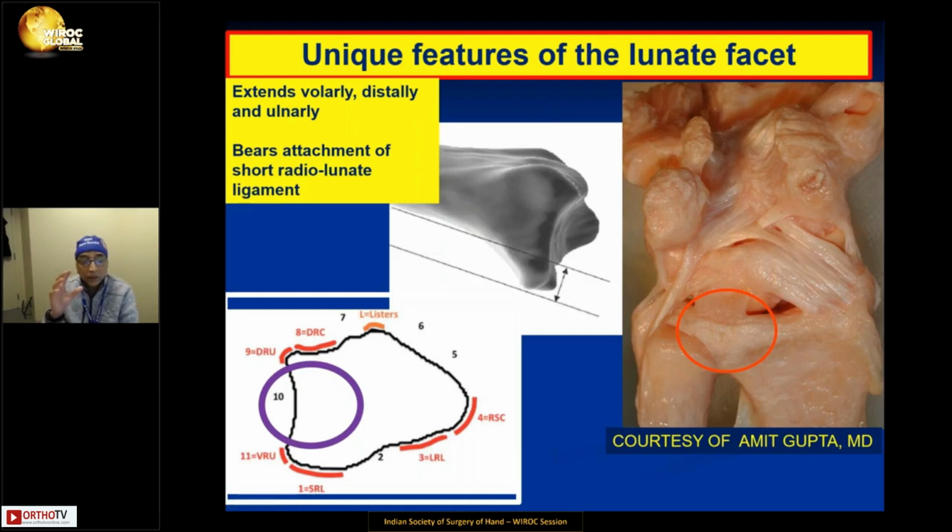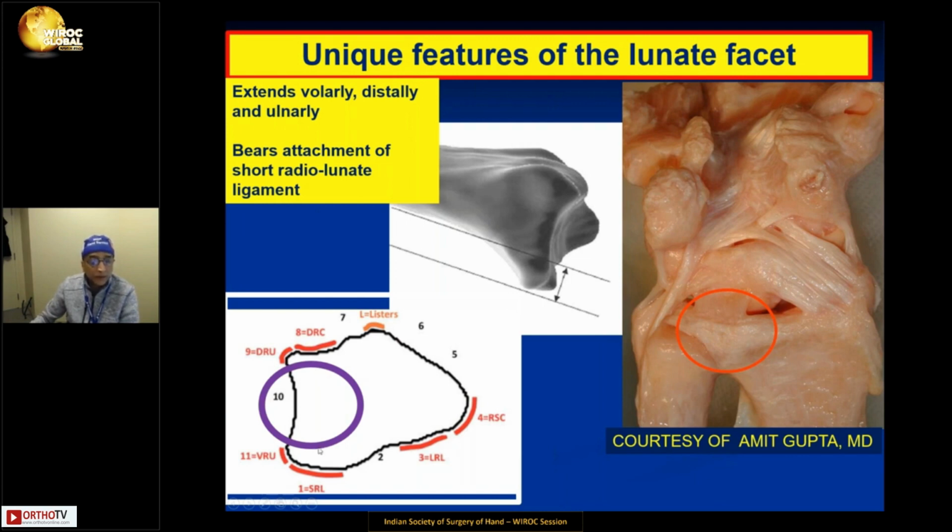You have to think about the lunate facet. The lunate facet by itself extends volarly, distally, and ulnarly. It is not coplanar with the rest of the distal radius. That is really critical to understand because, as Dr. Ravi Gupta said, this is your watershed line. If you look at the lunate facet, it extends volarly, ulnarly, and distally. So if you were to place any implant here, it is very unlikely to capture this.